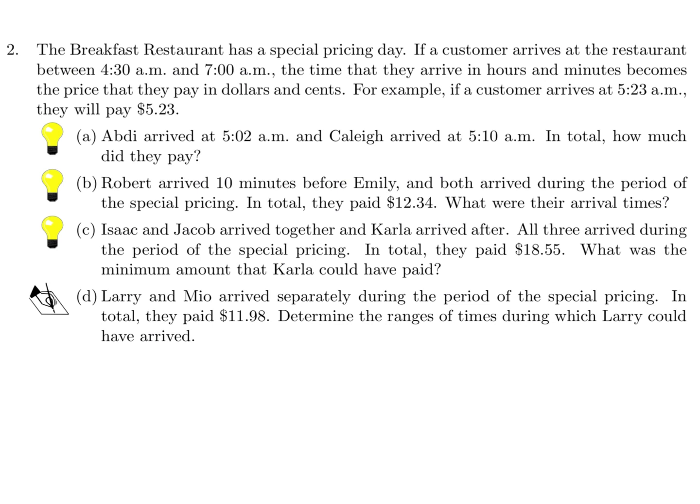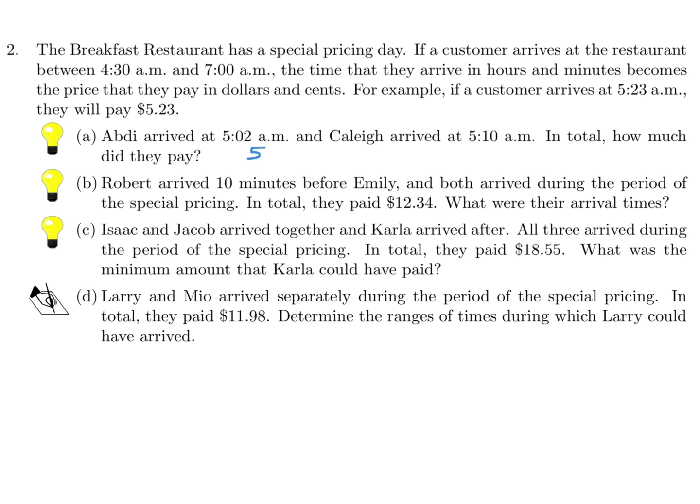The breakfast restaurant has special pricing day, if the customer arrives at the restaurant between 4:30 and 7. The time that they arrive in hours and minutes becomes the price that they pay in dollars and cents. For example, if a customer arrives at 5:23, he will pay $5.23. Abdi arrived at 5:02 and Cayley arrived at 5:10. In total, how much did they pay?